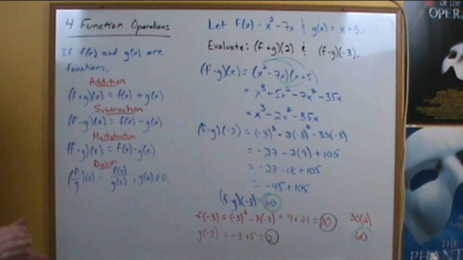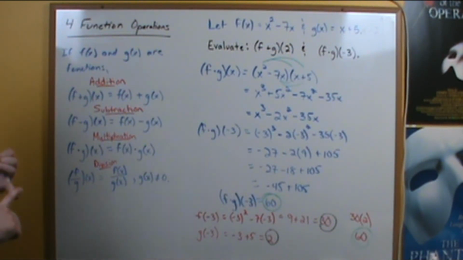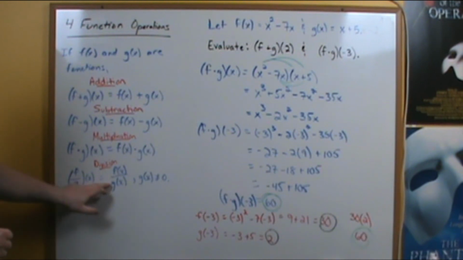The big thing to remember here is combine like terms. If you subtract one function from another, you have to make the subtraction a positive and change the signs of everything in that function. And division, the bottom can't be 0, so you have to state some sort of restriction on x or on your variable.